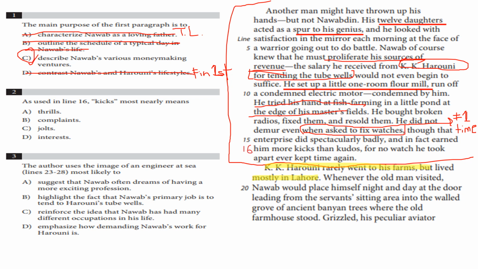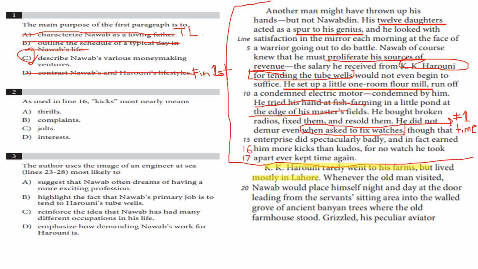Okay, so let's go on to number two. It's used in line 16. Kicks mostly, most nearly means what? Let's get to three. And I went ahead and put 16 here, but on the SAT they sometimes do the 5 and the 10, in terms of increments of 5. So if it said 17, you know that was here. That's pretty easy and straightforward.